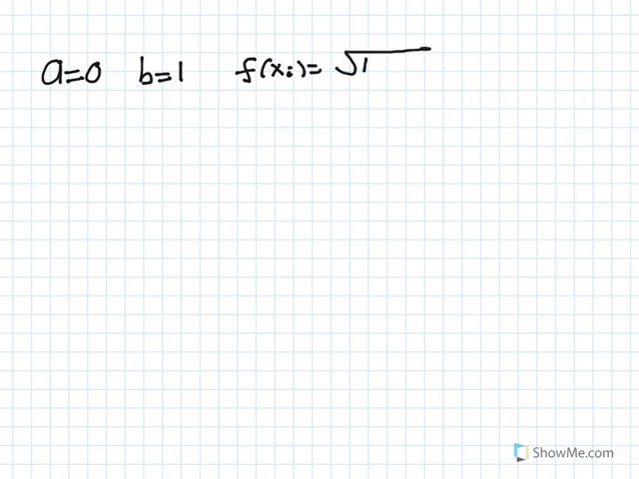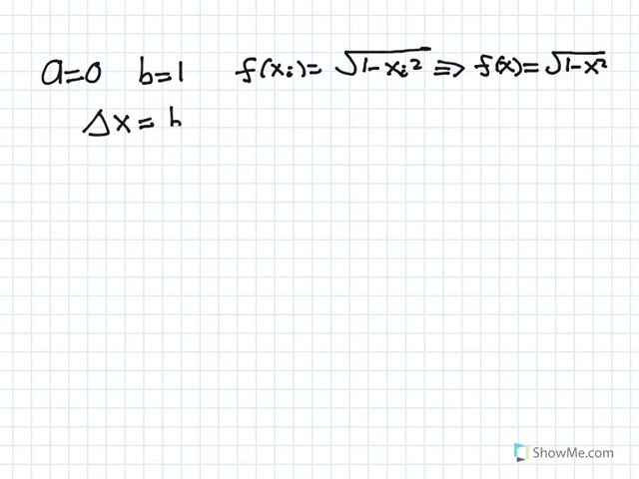Alright, so we now have all the pieces of the puzzle. We have a is equal to 0. b is equal to 1. We have f of xi is equal to root of 1 minus xi squared. And that means the function f of x that we're going to use for our definite integral is root of 1 minus x squared. So delta x, by definition, is b minus a divided by n. b is equal to 1, a is 0, divided by n, that's 1 over n.